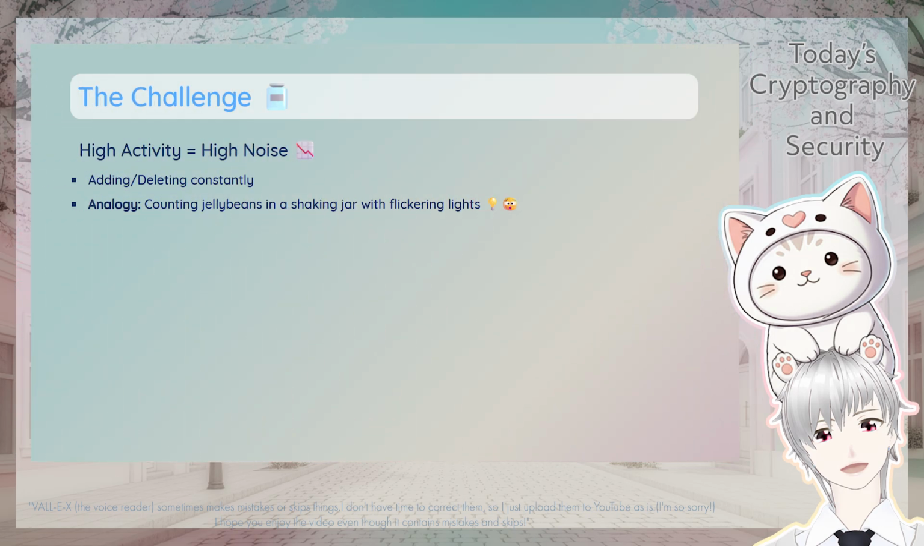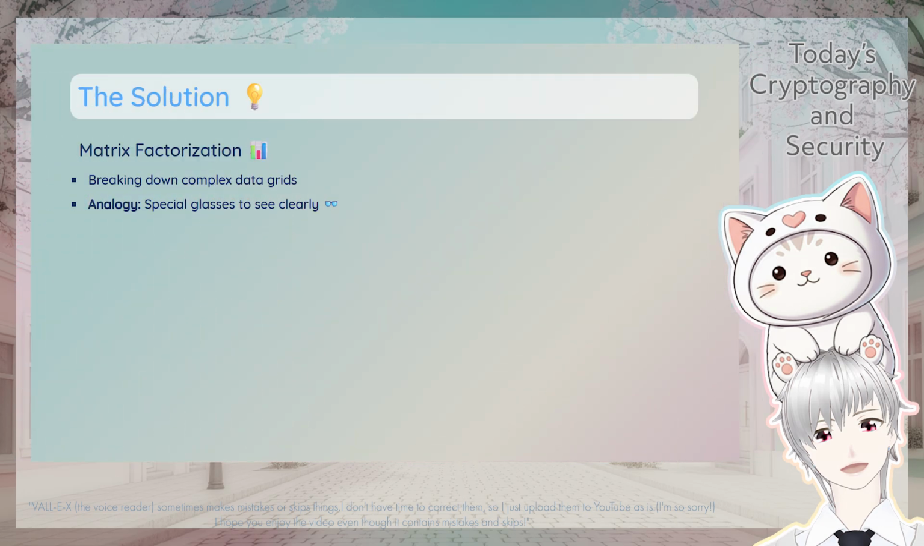The problem this paper solves is that when data is constantly changing, like adding and deleting stuff, it's really hard to keep count accurately without adding too much noise. If you add too much noise, the numbers become useless. Imagine trying to count jelly beans in a jar, but someone keeps shaking the jar and turning the lights on and off. It's super hard, right?